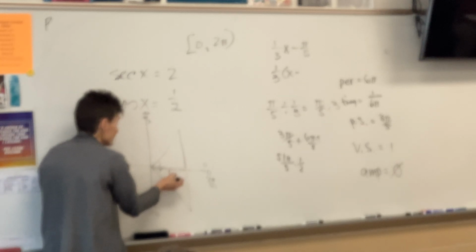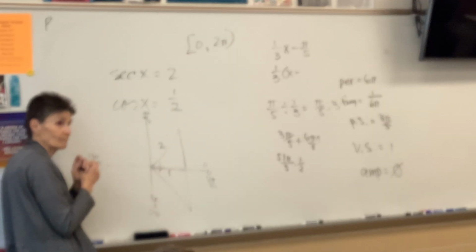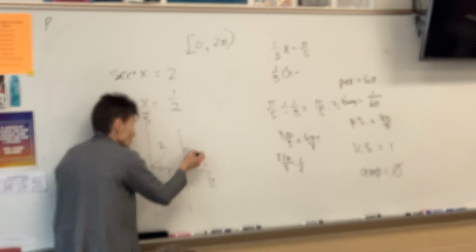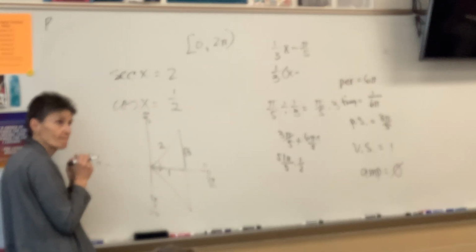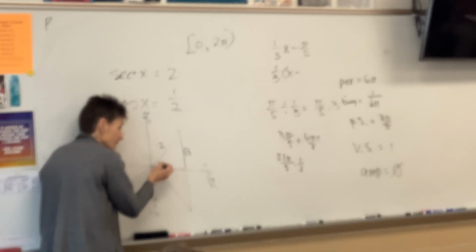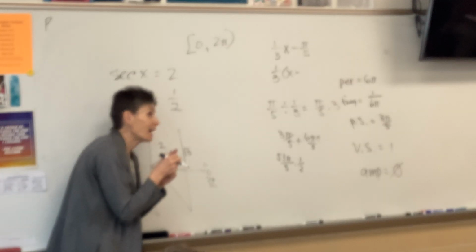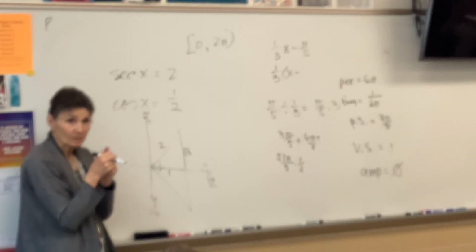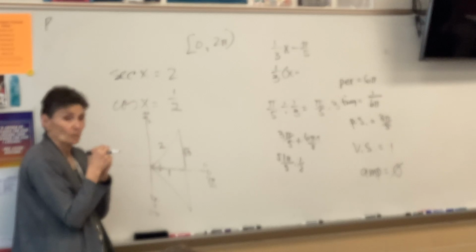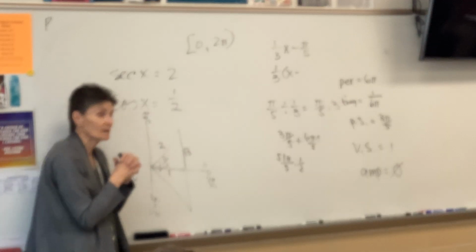Now, adjacent over hypotenuse has to be 1 over 2. That means this side is root 3, right? And this angle is how big? 60. I'm going to do it in radians though. Remembering that pi is 180, what's 60? 1/3. Pi, I'll say pi over 3, but if you said 1/3 pi, that would be the same thing.